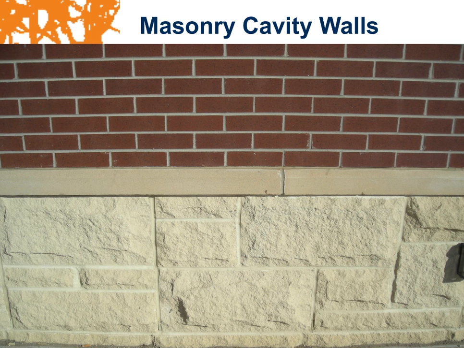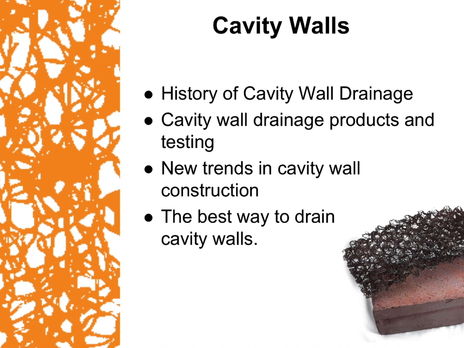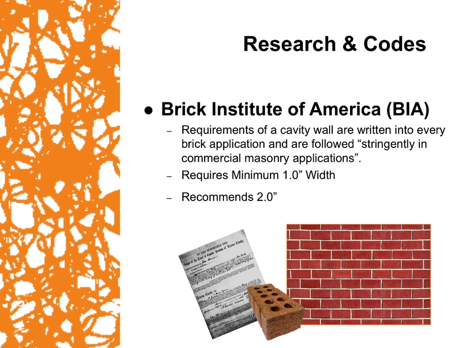Masonry cavity walls. Cavity walls, we'll go over the history of cavity wall drainage products and testing, new trends in cavity wall construction, and the best way to drain cavity walls. The Brick Institute of America, or BIA, requirements of a cavity wall are written in every brick application and are followed stringently in commercial masonry applications. It requires a minimum of 1 inch width, but it recommends at least 2 inches.